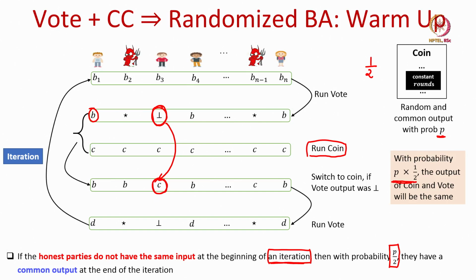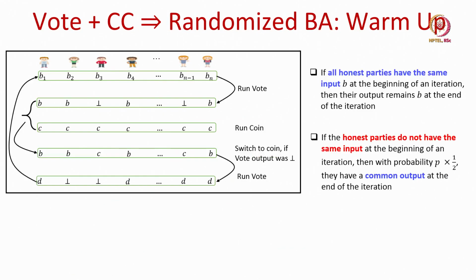That means, with probability p over 2, all the honest parties during the second invocation of the vote protocol in an iteration will have the same input, and as a result all the honest parties will obtain the same output at the end of the second instance of the vote protocol with probability p over 2. Okay. So, these are the two observations which lie at the heart of this framework.